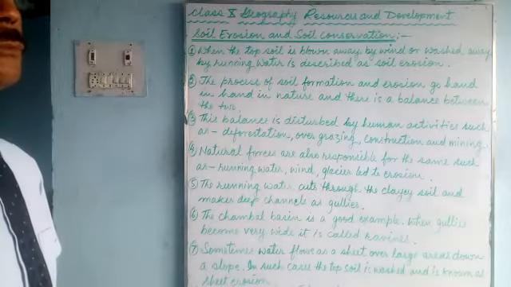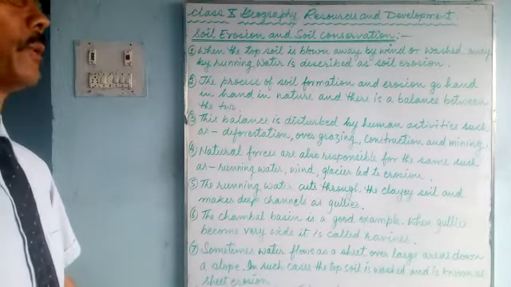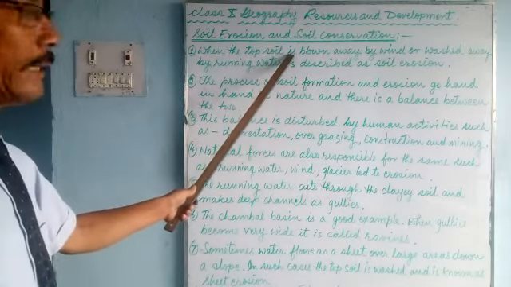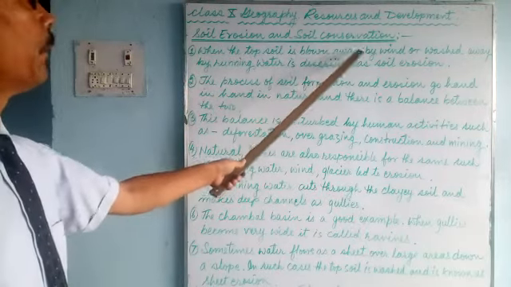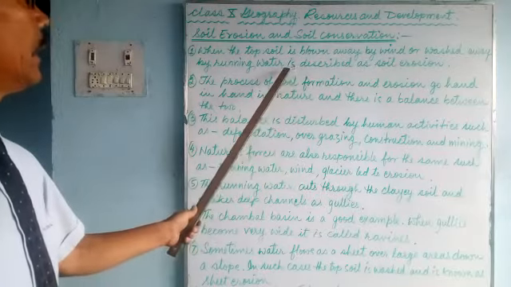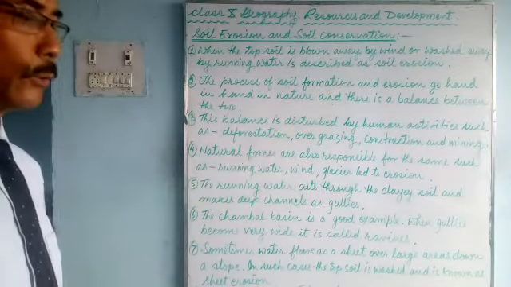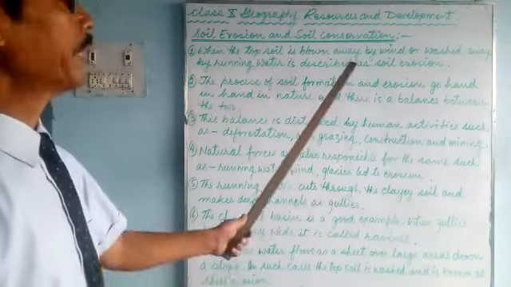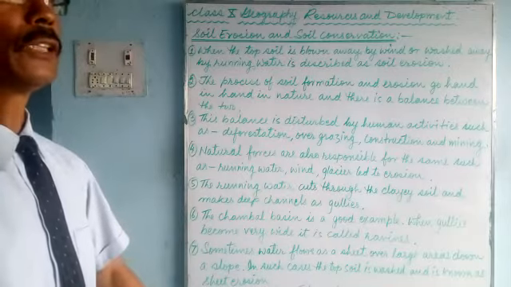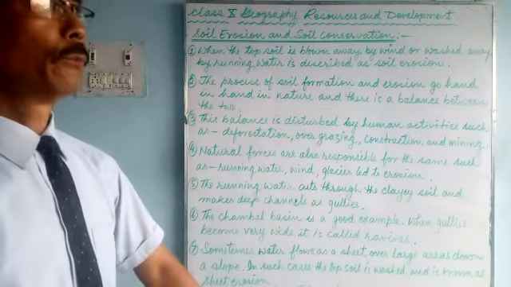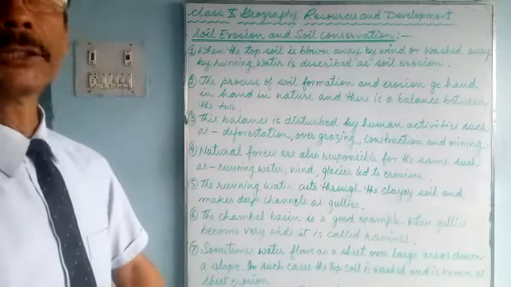First of all, what do you mean by soil erosion? Number one, when the topsoil is blown away by wind or washed away by running water, it is described as soil erosion. So, number one, it's very clear, when the topsoil is washed away by running water or blown away by wind, it is termed as soil erosion.